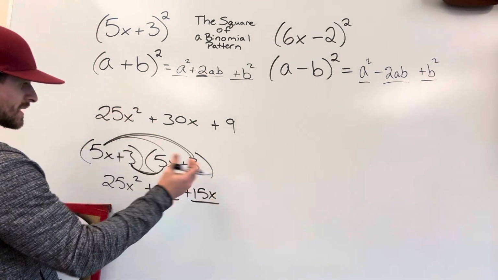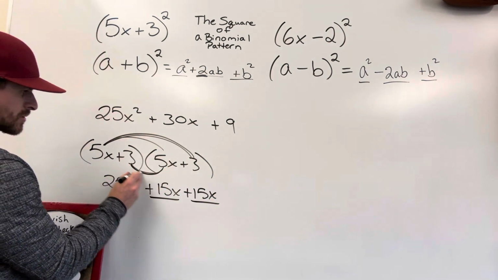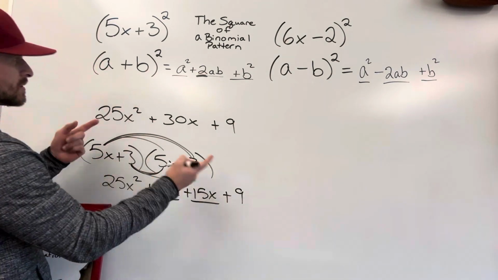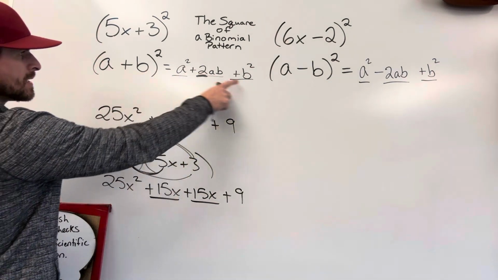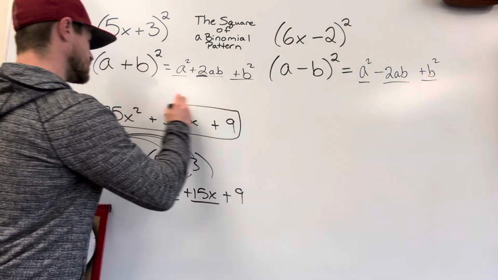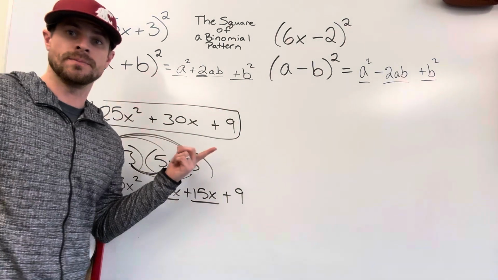So now, last and final step, the only thing we haven't multiplied is 3 times 3, and that's what gives you the 9. And if you're multiplying 3 times itself, it's no different than taking that value of b and squaring it. So final result, 25x squared plus 30x plus 9 would be what you get here.